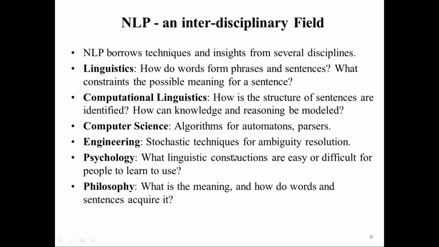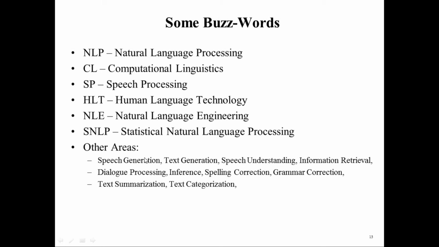NLP is an interdisciplinary field that can be used not only in linguistics but also in computer science, engineering, psychology, philosophy, in every aspect wherever language is concerned. Because it is an interdisciplinary field, anybody can start working on this. This is a promising research area where you can start your research for the future. Some buzzwords are NLP, natural language processing, CL, computational linguistics, SP, speech recognition, human language technology, and natural language engineering. These are areas where you can start working, and these are new, so you can do more innovative work in these areas, and do your PhD or masters in this area.